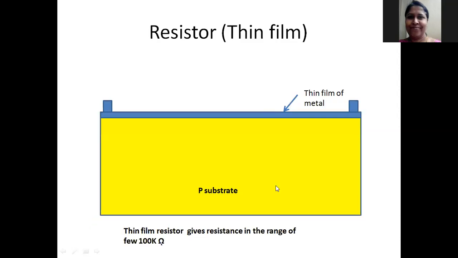And in this case, we can build a thin-type resistor by growing a thin film of resistor on a substrate, by which we can even get a resistance of a few 100 kilo ohms. That's about growing or fabricating passive components.